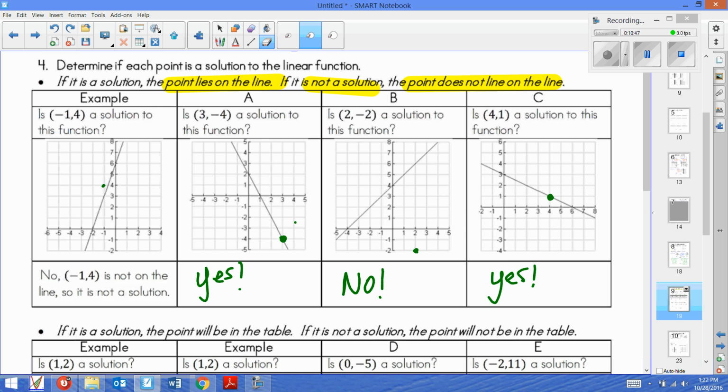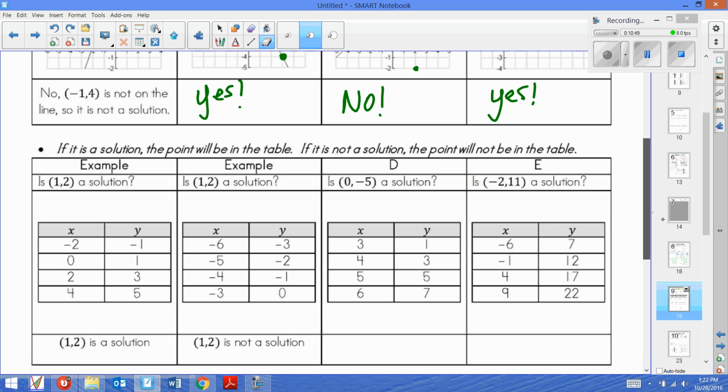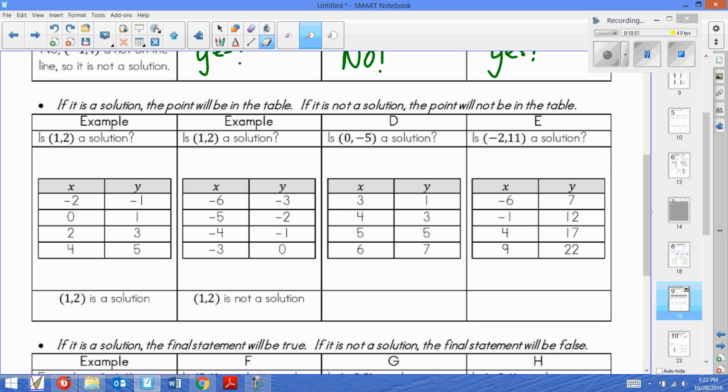All right, let's go down here. If it's a solution, the point should lie in the table somewhere. So sometimes you might see the point, sometimes you might have to find the point by either going in between the points or continuing the table. So 1, 2, it says it is a solution to this table here, but is not a solution to this table.